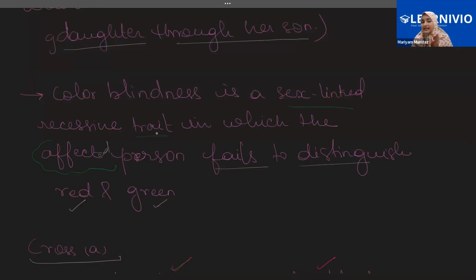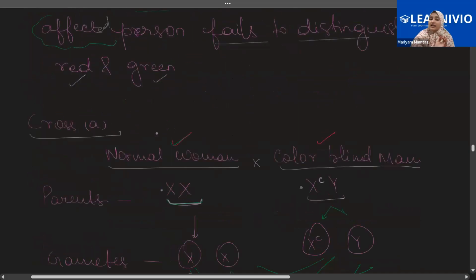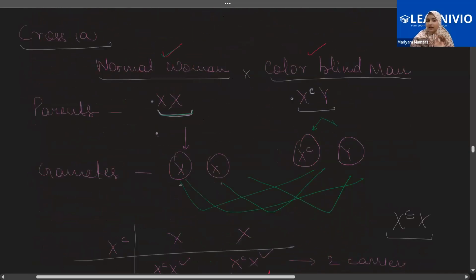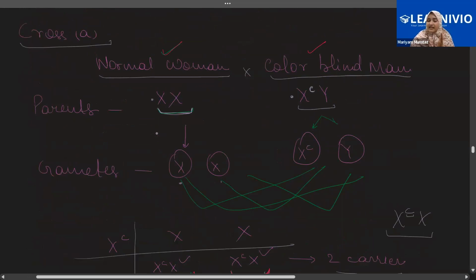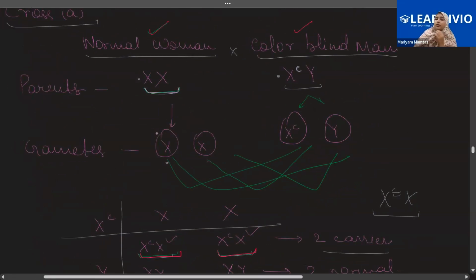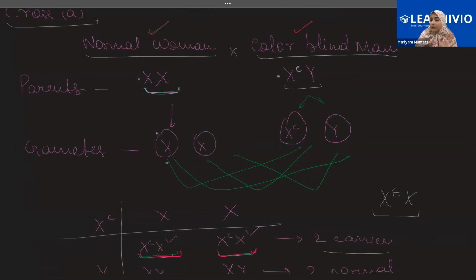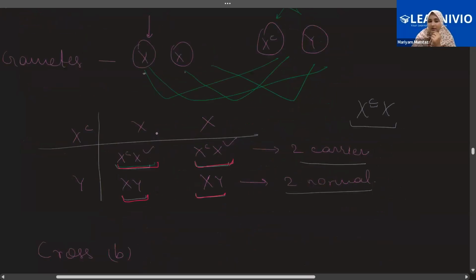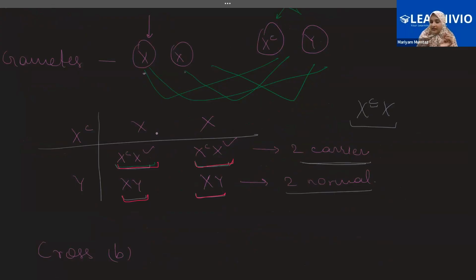So color blindness is a sex-linked recessive trait in which the affected person fails to distinguish the red and green color. Now, how is this disease inherited? Whenever a normal woman XX marries a colorblind man, if you see the inheritance, out of the 4 offsprings that they get, 2 of them will be carriers of the disease and 2 of them will be normal. Okay, how?